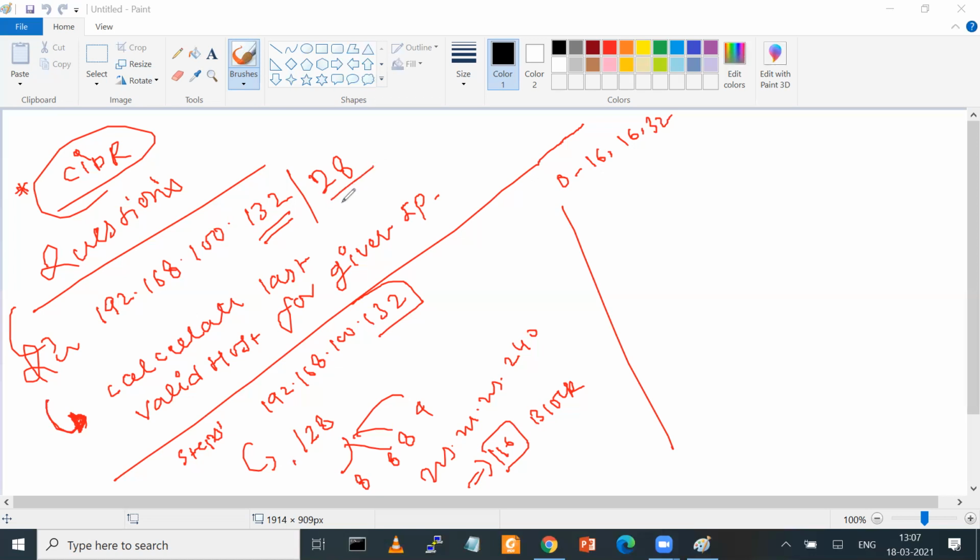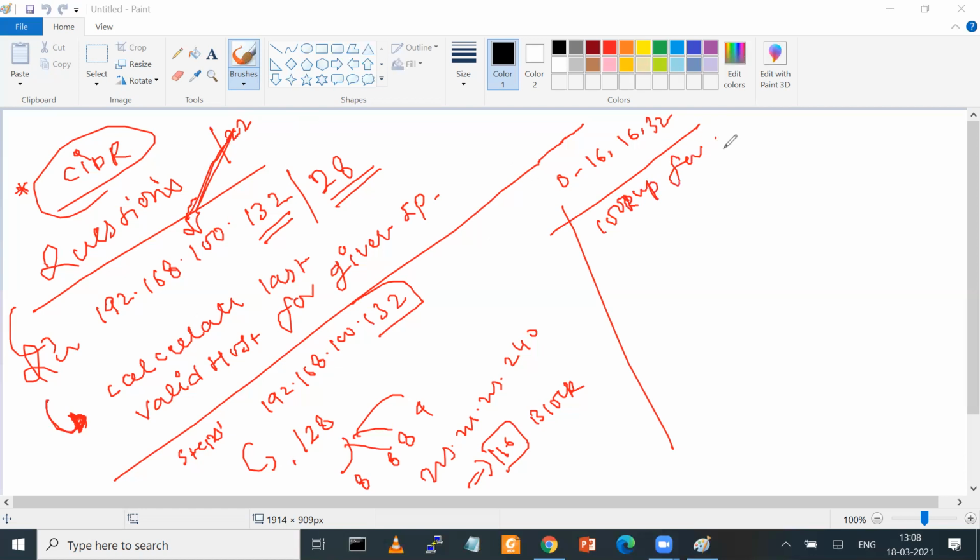Because as per the given subnet mask, the last network bit lies in my fourth octet. If it is /22, the last network bit goes into the third octet, so we have to look up the third octet number. But in my case, the subnet mask is /28, so we just have to look up 132. So you calculate the block like this and look up 132.